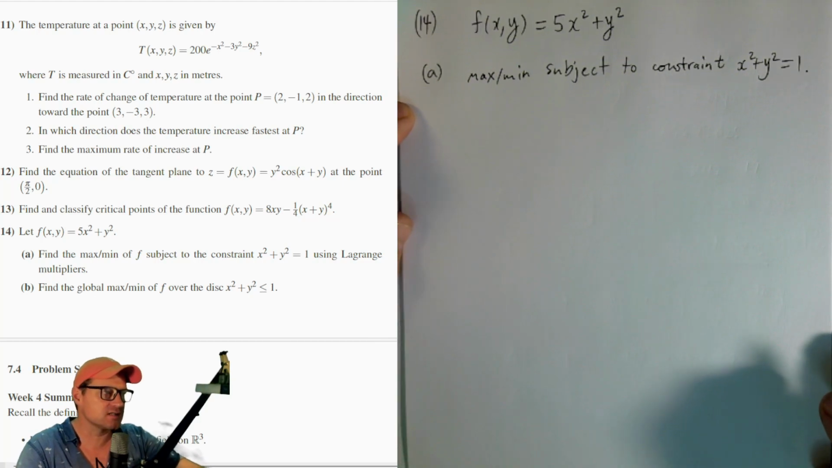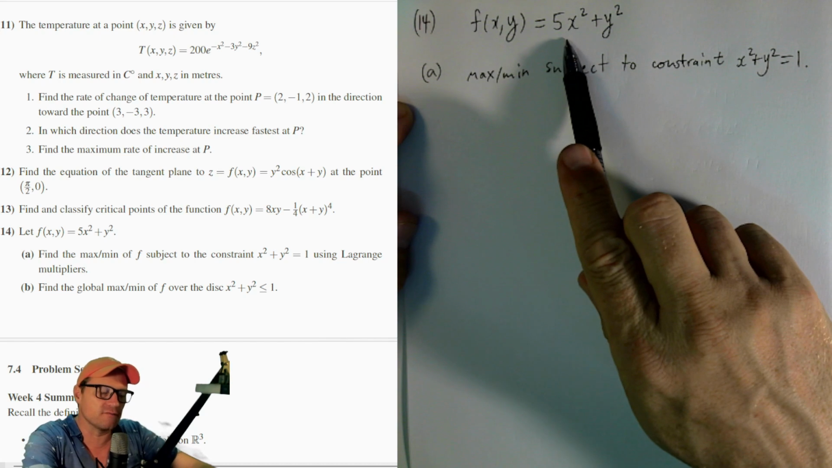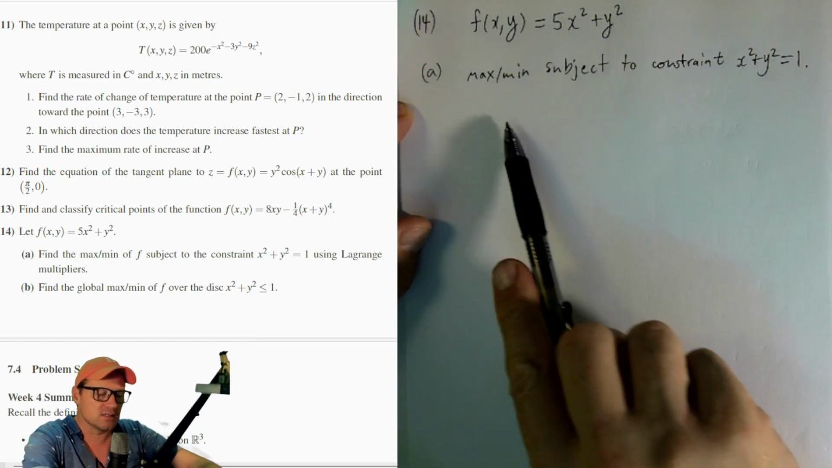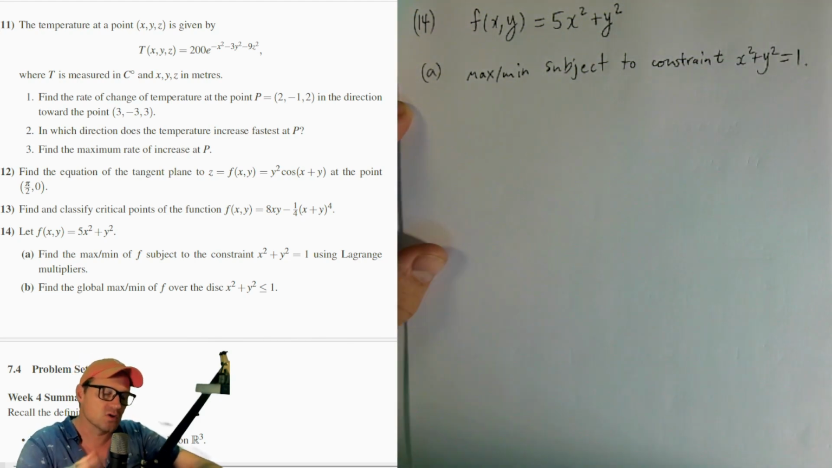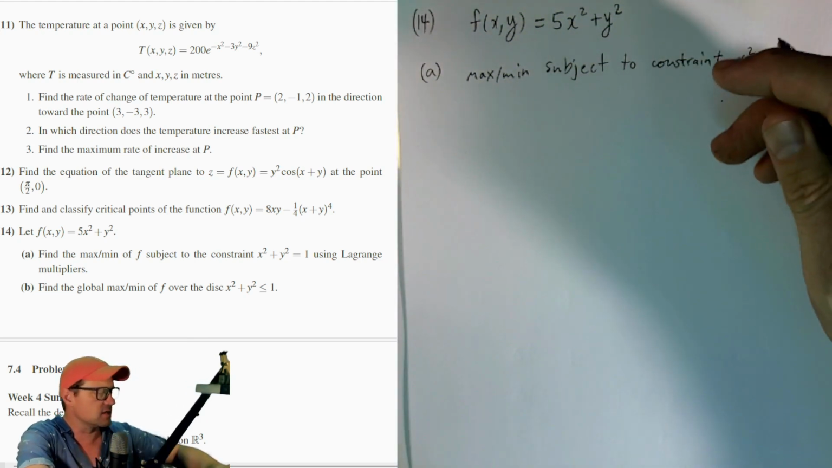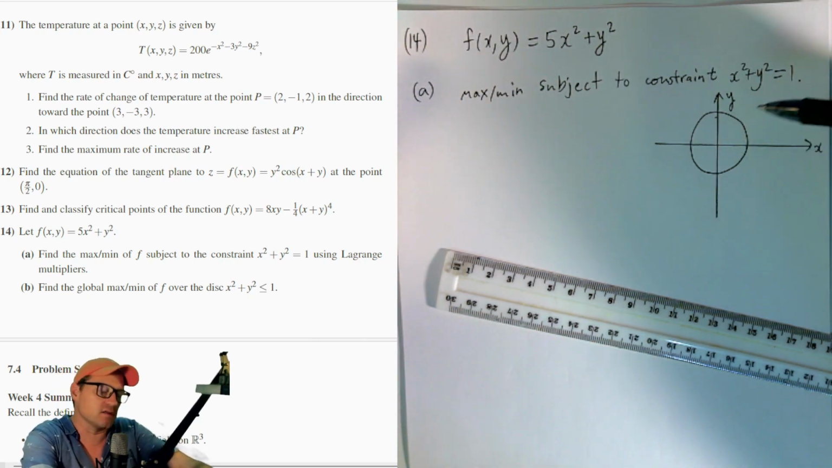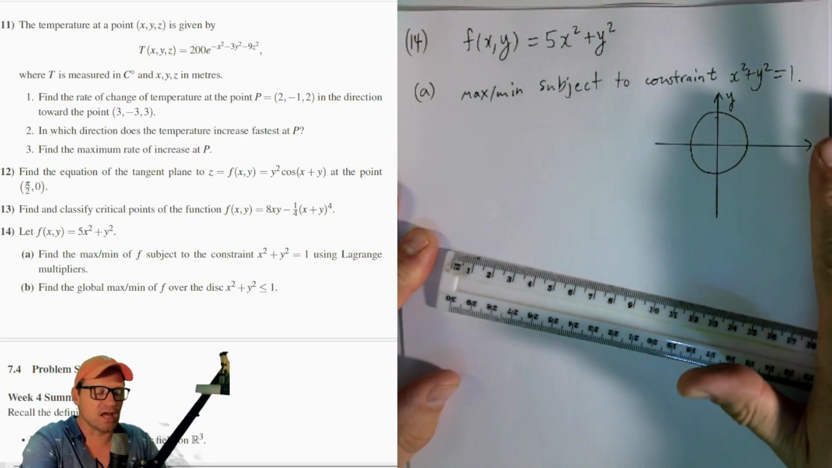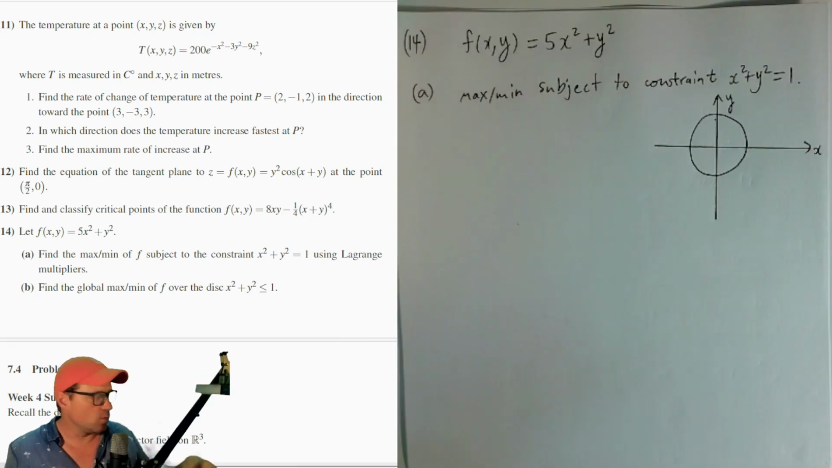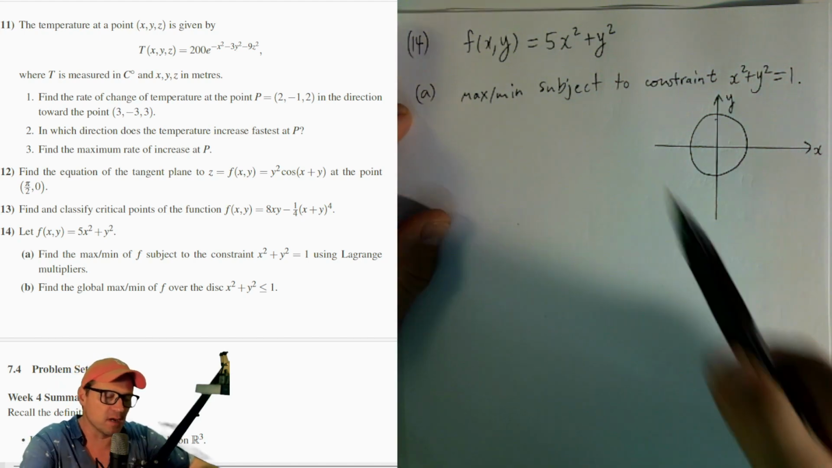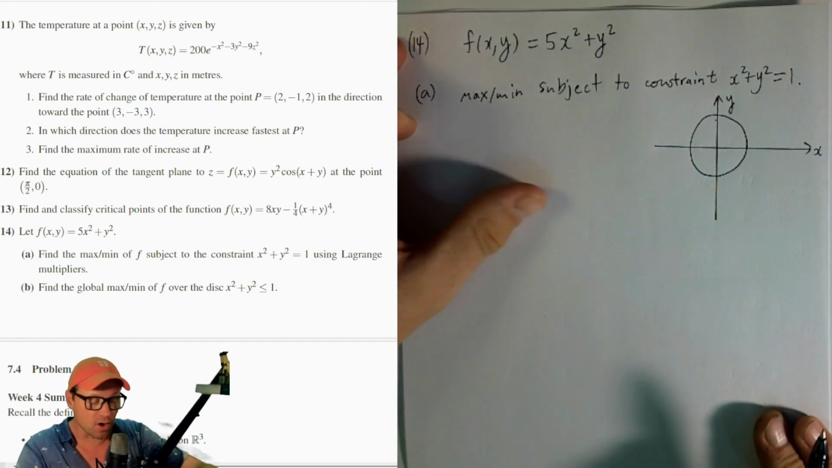Okay, question 14 says, find the maxima or minima of the function 5x squared plus y squared subject to the constraint x squared plus y squared equals 1. So this is the unit circle, and it would make sense to draw a little picture of this. Here I've drawn a rough sketch of the constraint. This is just the xy plane, and through that we have a surface z equals f(x, y). We want to find the maxima or minima of this surface given that x squared plus y squared is equal to 1. All right, so this is a Lagrange problem.